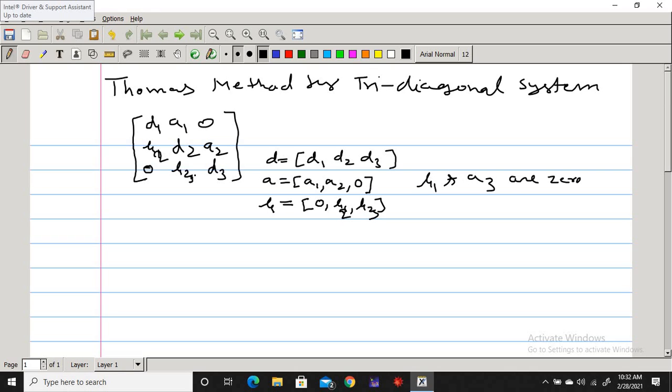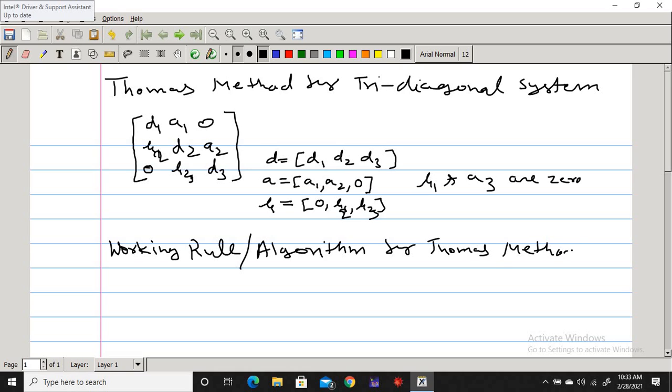So we can name them B2 and B3. Okay, so what does the algorithm say? So the algorithm for Thomas method, or working rule you can say, or call it algorithm for Thomas method. Okay, step 1. In step 1, we are going to form new elements A1 and R1. Okay, so A1 and R1 are going to be our new elements.